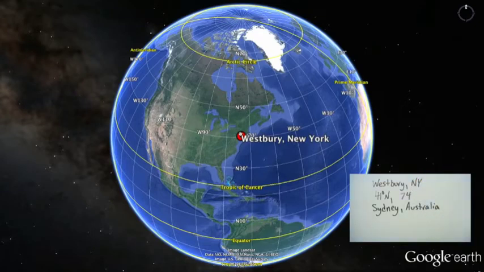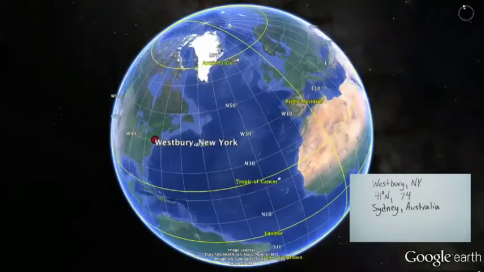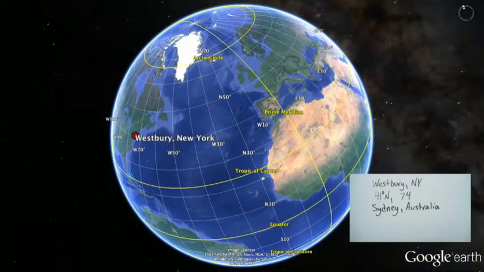Now, it's not done there because I also need to include a direction. Well, to figure out the direction, I need to find out where my prime meridian is and figure out if I need to travel west or east from the prime meridian to get to my location. In this case, Westbury is in the western hemisphere, meaning I need to travel west from the prime meridian to get to it. So that means I am going to write W, which means west. So when reading the coordinates for Westbury, New York, I know that it is 41 degrees north and 74 degrees west. Let's practice with a second example.